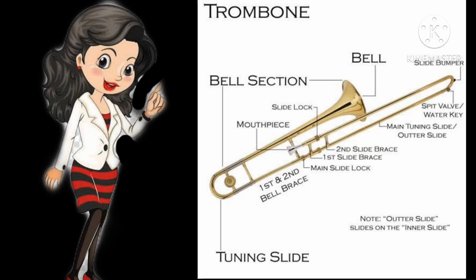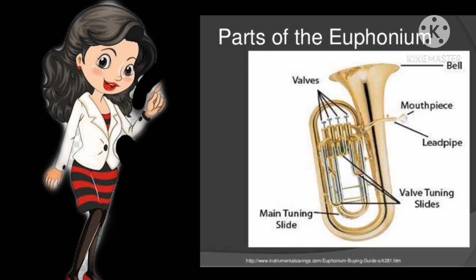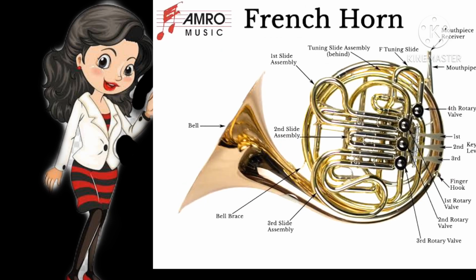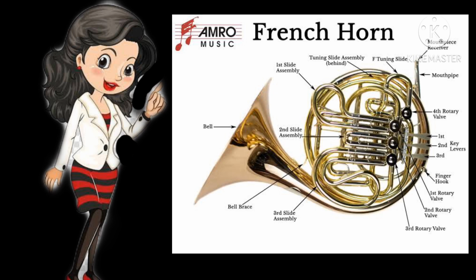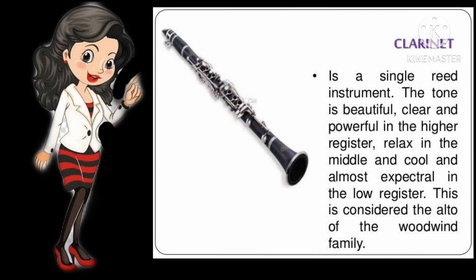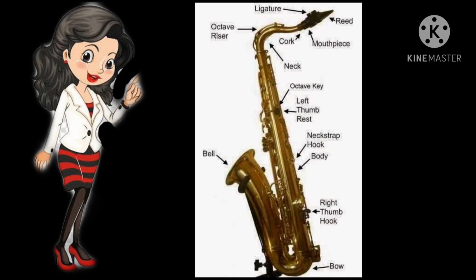For our brass wind instruments, we have the trombone, trumpet, euphonium, sousaphone, and French horn. For the woodwind instruments, we have the piccolo, clarinet, alto saxophone, tenor saxophone, and flute.